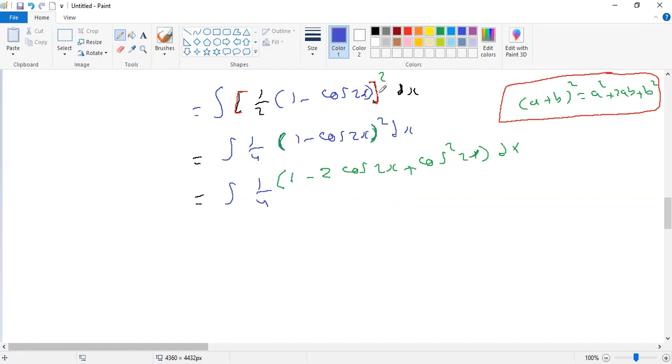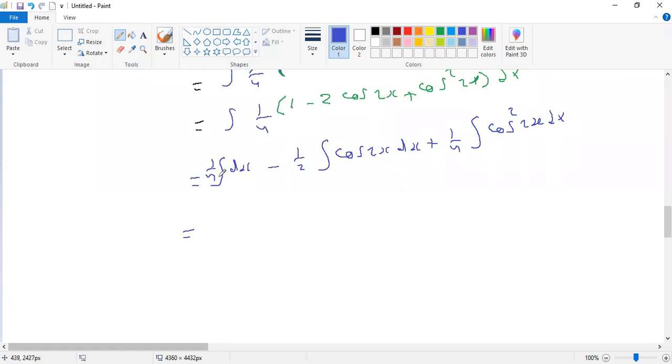Now, what is the integral of this one? This will be the integral of 1 over 4. Here I have dx, minus 2 over 4 will be half, integral of cosine 2x dx, plus 1 over 4 integral of cosine squared 2x dx. Now the first one is 1 over 4 dx. This is not clear, so I will write it again: 1 over 4 dx.